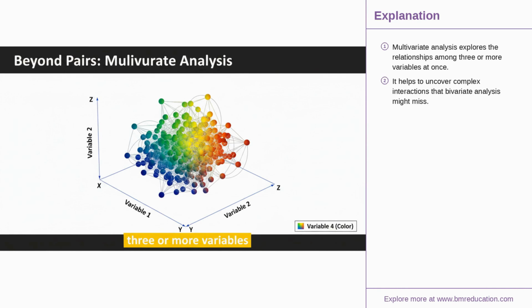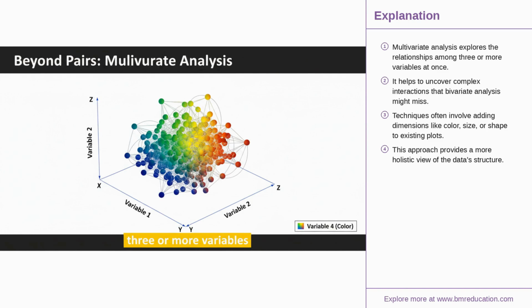Sometimes, looking at just two variables isn't enough. We need to enter the realm of multivariate analysis to examine 3 or more variables simultaneously. This is where we can uncover more complex interactions. For instance, we can enhance a scatter plot by using color or size of the points to represent a third or even a fourth variable.